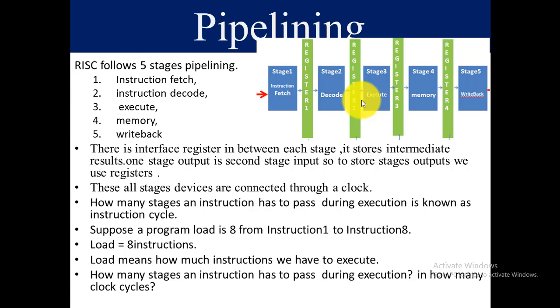So how many stages does an instruction have to pass during execution? Obviously there are 5 stages, so it has to pass all 5 stages during execution. So in how many clock cycles? Obviously in 5 clock cycles. Let's understand this example more briefly and precisely by looking at the non-pipeline scenario and the pipelining architecture.